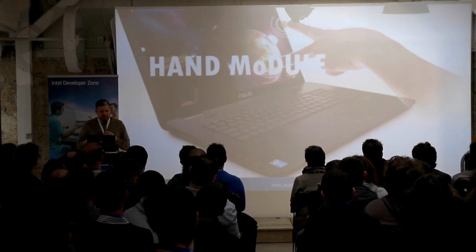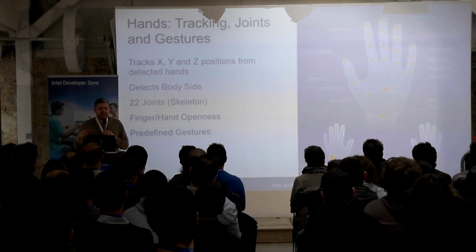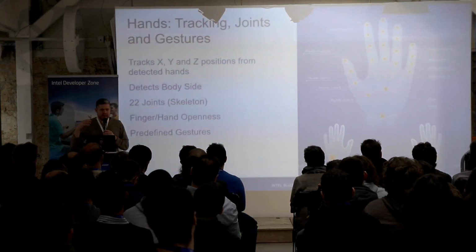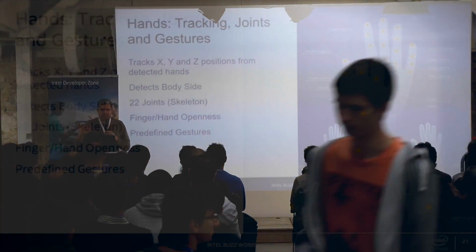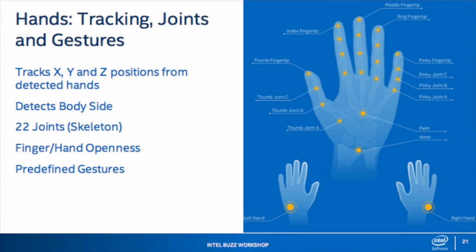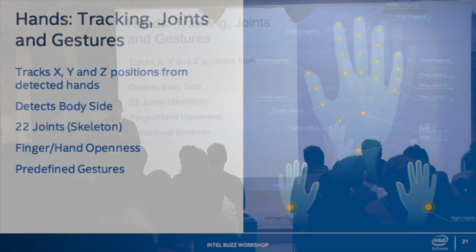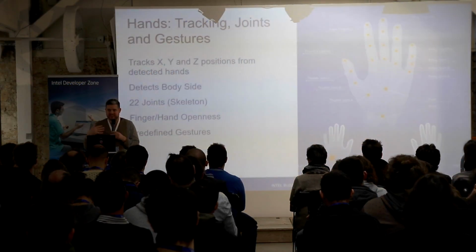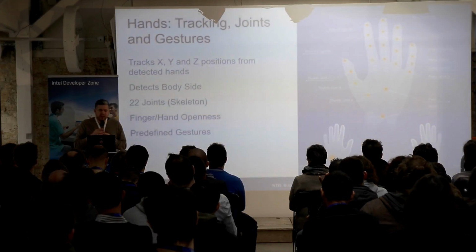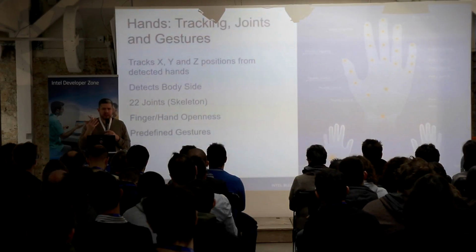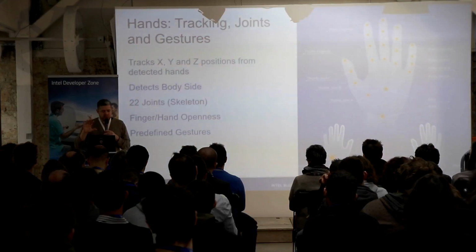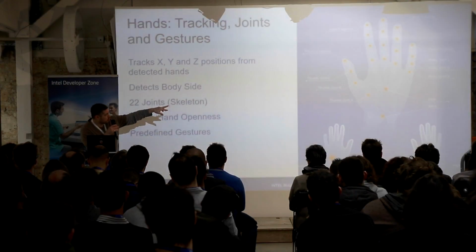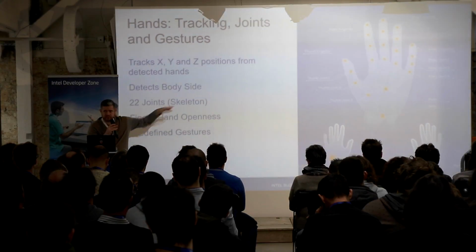Okay, hand module. So hand is great because it tracks X, Y, Z, meaning 6 degrees of freedom. So you can move your hand around and it can track your hand. It's not like a face where it's sort of locked to its position. It's got 6 degrees of freedom. It understands the body sides. I mentioned 22 joints, so it can track all of those positions.